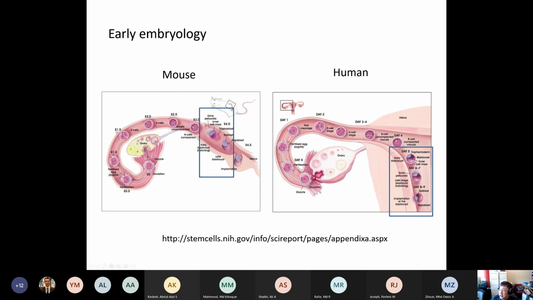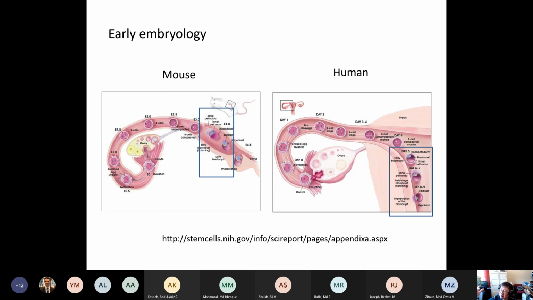And then at E1.5, you start to have the first cell division. You create two cells out of the original fertilized egg. And then at E2, you have 4 cells. At E2.5, you have 8 cells. And then at E3.0, the 8 cells will get compacted. So at that point, you start to lose the ability to count, because the morphology will not tell you how many cells are there. It's very hard to count from that point on. But before that, you can count the cell number.